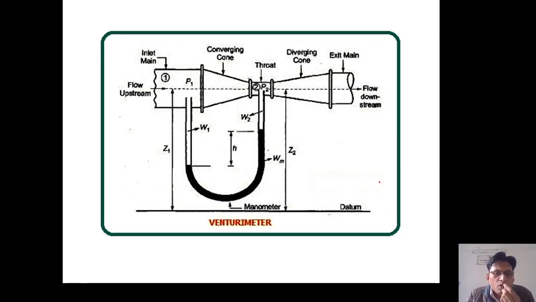This is the diagram of venturimeter. You can see, as discussed, this is the converging cone, the first part. This is the second part, the throat. You can see here, and this is the divergent cone. You can see here there are three parts in venturimeter. The shape looks like a conical type of shape, but the throat is a simple cylindrical shape.